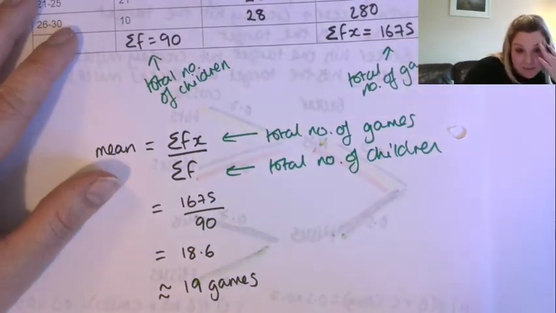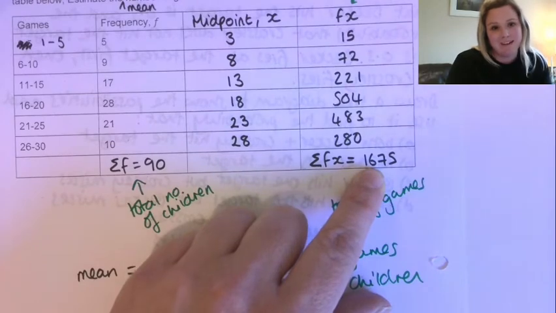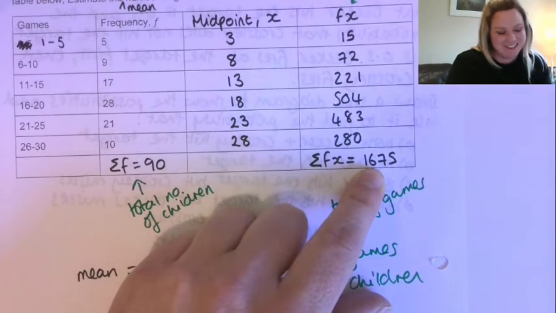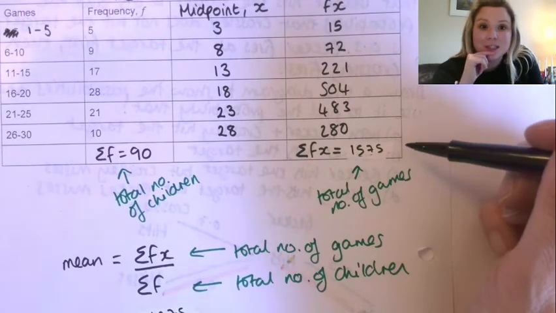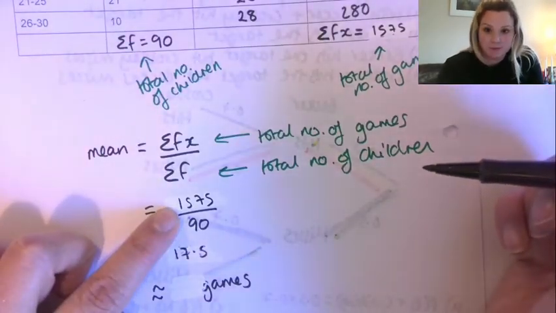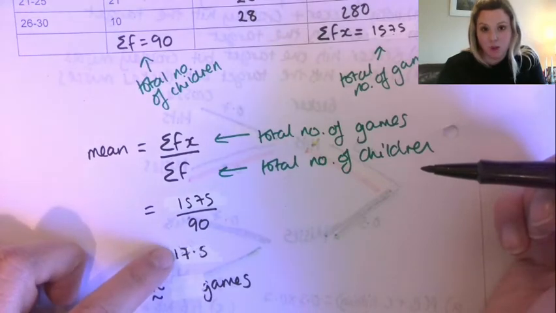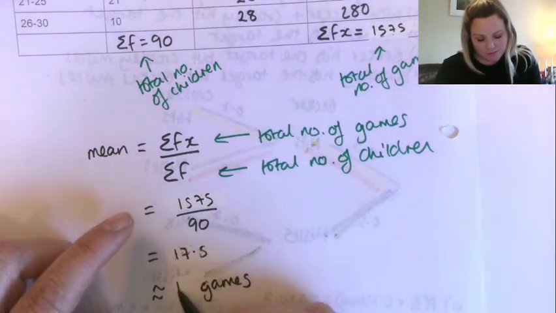Year 10, I've just noticed a mistake in my work. This here actually added up to 1575. I'm really sorry, can you go back and change that? Well done if you spotted that before I did. I must have just typed something into my calculator wrong. So this total here was actually 1575, which means you'll need to change it here for me. And then that gets you 17.5 games. So I'm going to round that up to 18.